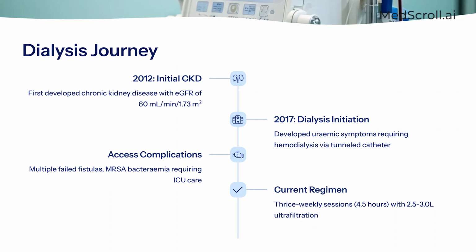His current dialysis regimen consists of thrice-weekly hemodialysis, each session lasting 4.5 hours. His target dry weight is 72 kilograms, and he typically achieves this with 2.5 to 3.0 liters of ultrafiltration per session. He generally tolerates dialysis well, with occasional post-dialysis fatigue but no recurrent intradialytic hypotension. His post-dialysis blood pressure remains within target at around 120 to 130 over 70 to 80 millimeters of mercury.